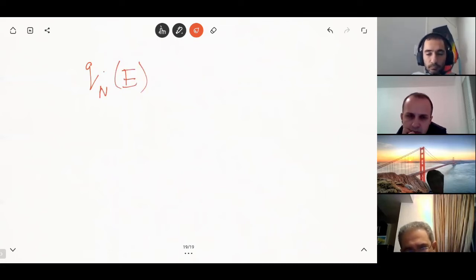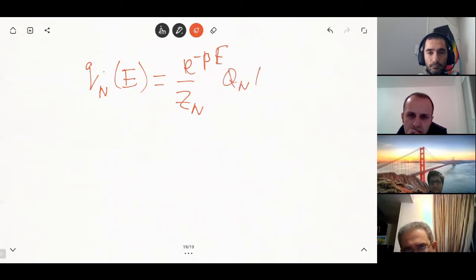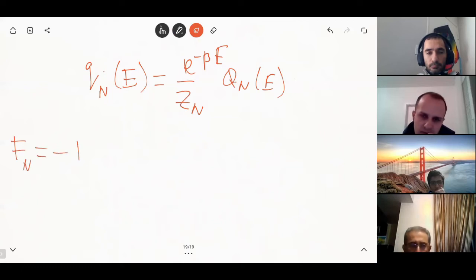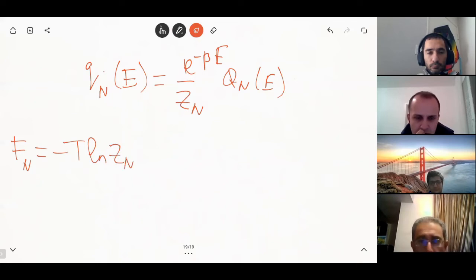Good. So all in all, with these things already established, we have the following relation in place: the probability density for the energy is equal to 1 over Z_n, e to the minus beta E, times this Q_n(E). So in other words, and just so it is obvious again, as we know, the thermal free energy is equal to this thing, it is the T ln Z with a minus.